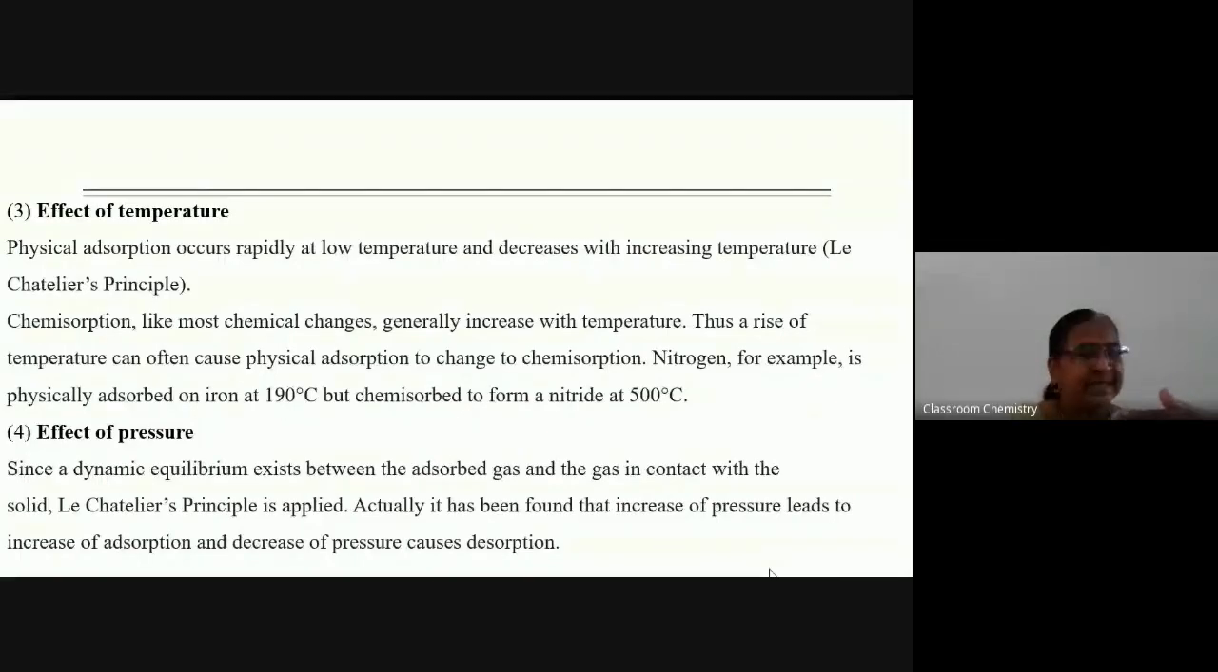Good. What happens? More and more number of gas molecules come in contact with the adsorbent surface. Adsorbent surface च्या कॉन्टॅक्ट मध्ये जास्तीत जास्त गॅस मॉलिक्युल्स येतील and therefore the rate of adsorption will be increased. That is, if we increase the pressure on the gas, then adsorption increases. Here, I have mentioned that there exists a dynamic equilibrium between adsorbed gas and the solid. Forward reaction कोणती आहे तर gas is adsorbed on the solid surface.